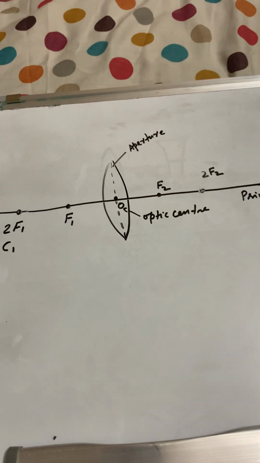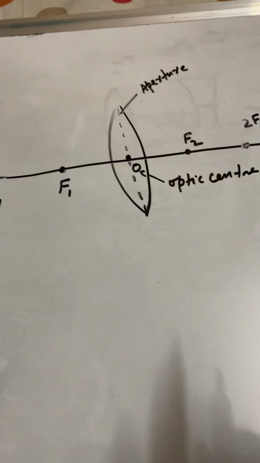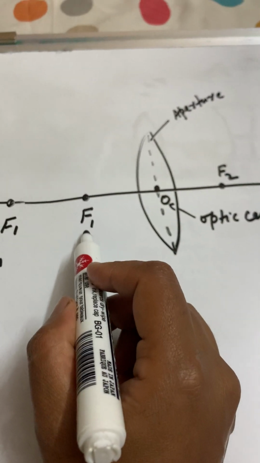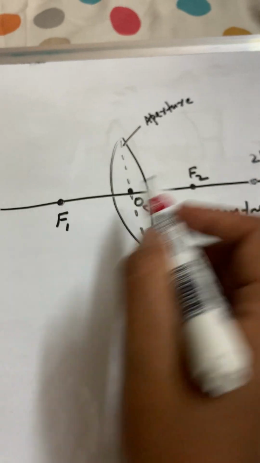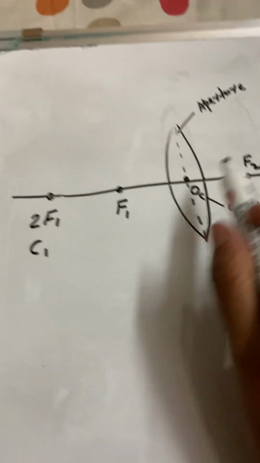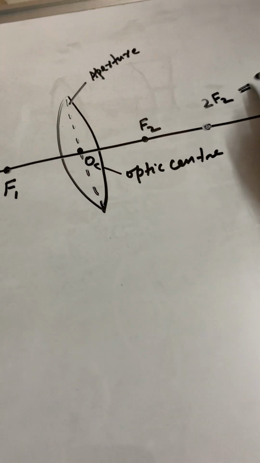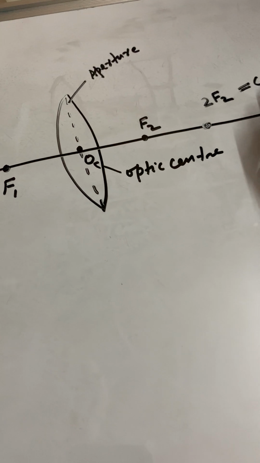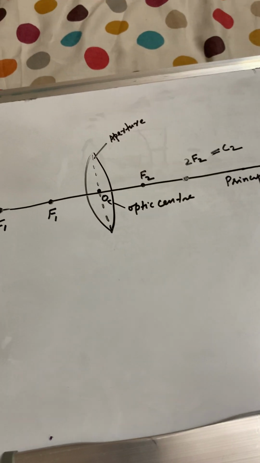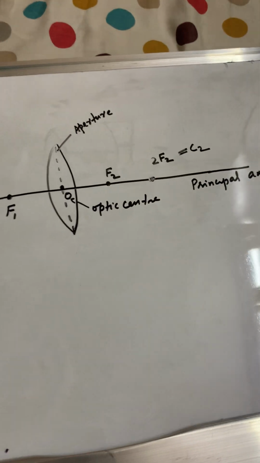I think it's clear now. All right, these are the focus. So how many focus are there? Two focus in case of lens, f1 and f2, and two centers. 2f2 is also known as C2. C1 and C2. These are the parts of the lens.